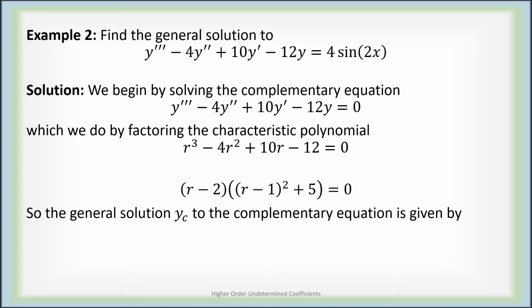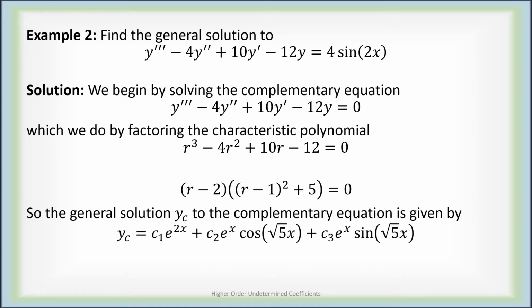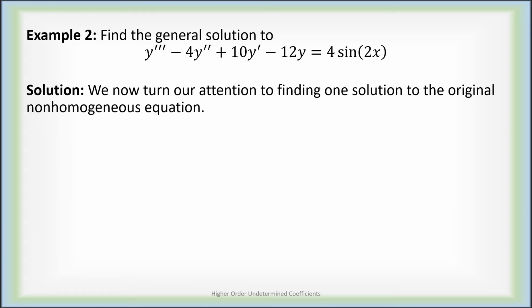So the general solution yc to the complementary equation is given by some constant e to the 2x plus some other constant e to the x sine or cosine of root 5x. So here we have our general solution to the complementary equation. Now we turn our attention to finding one solution to the original non-homogeneous equation.